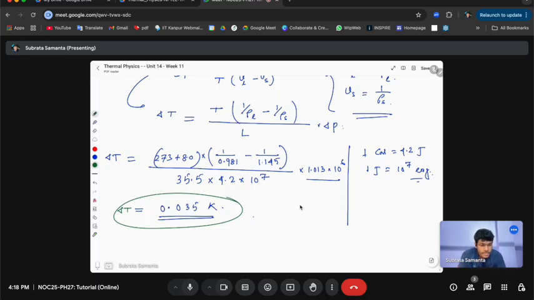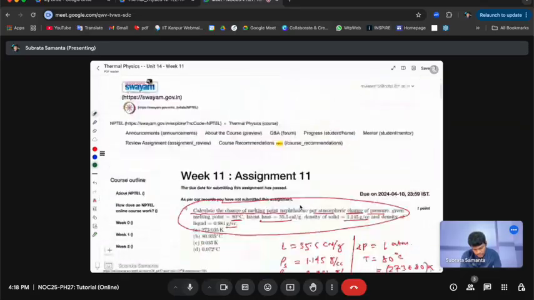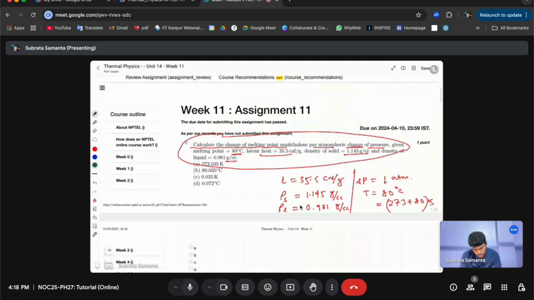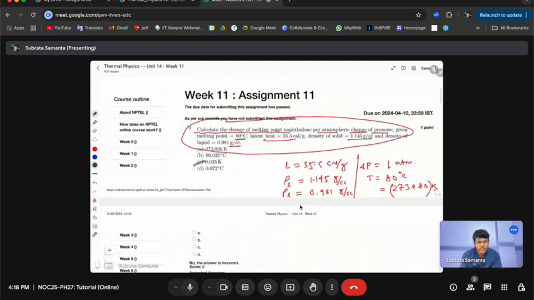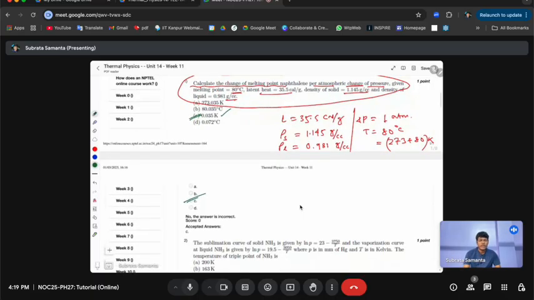Any question? Okay, so let's match with the answers. 0.035 Kelvin. Let's check the options. Yeah, option C is correct. So this one is correct. Option C. Any question?